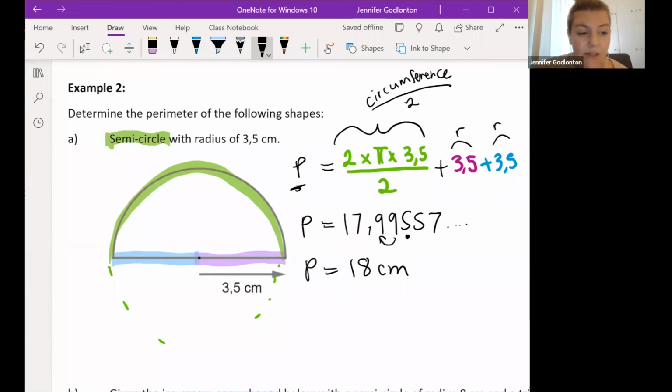How did we get to the 18? So the 18 happened from rounding. When we round up, we always look at the third number. So this 5 over here would make this 9 go up to 10, which would make this 9 go up to 10. And so if I wanted to round this off to 2 decimal places, it would actually look like 18.00 centimeters. And that's purely from rounding.